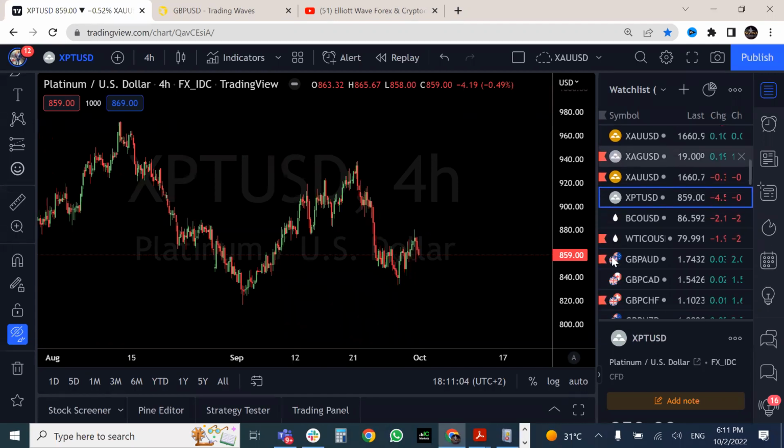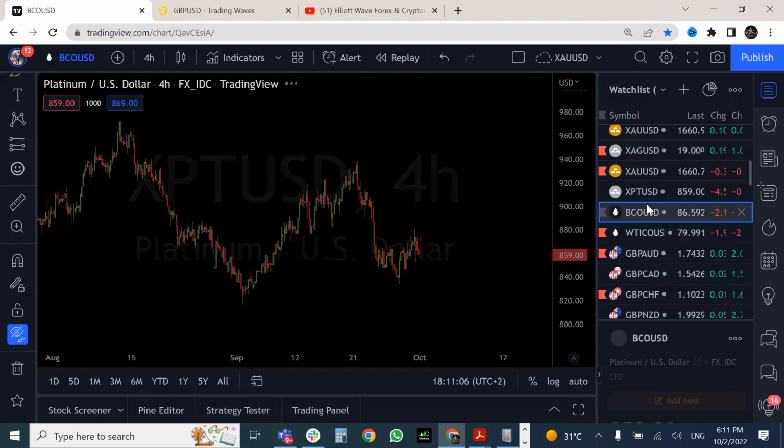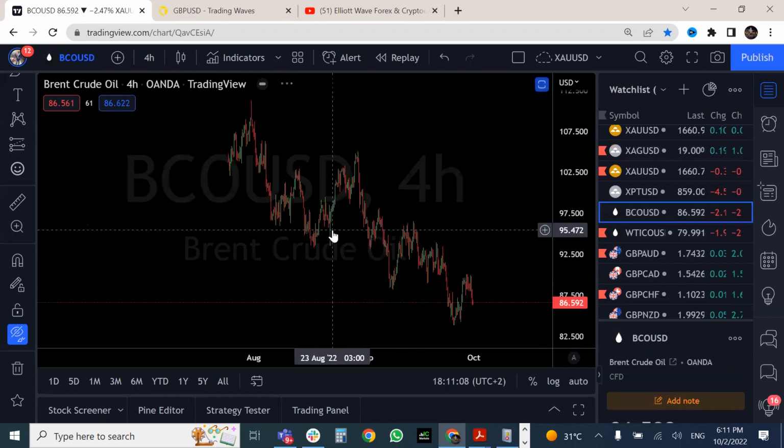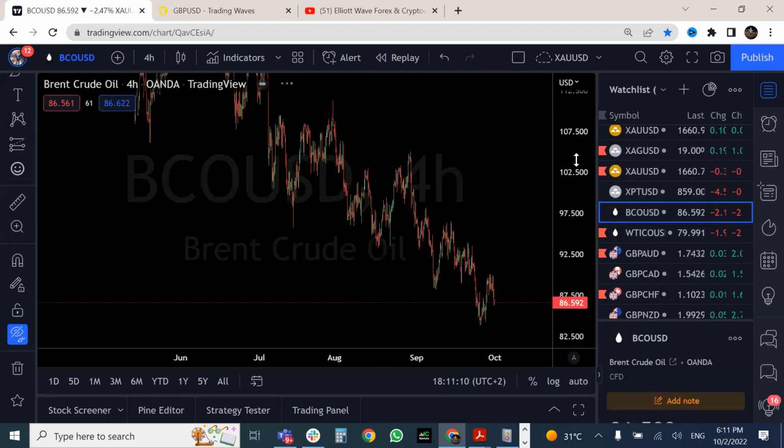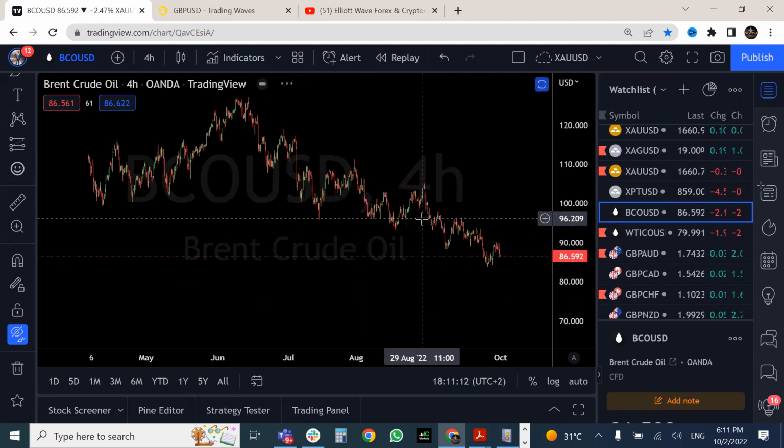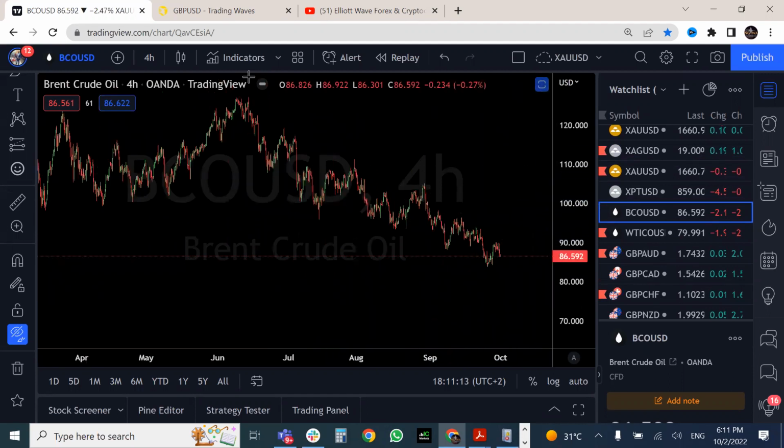That is platinum. Brent crude oil, you've seen this one during the forecast as well, where we forecasted this one on this three-wave structure here. There was a three-wave structure here, and then we've already dropped a couple of points to the downside. Still bearish, expect this one to continue to the downside in the new week as well.